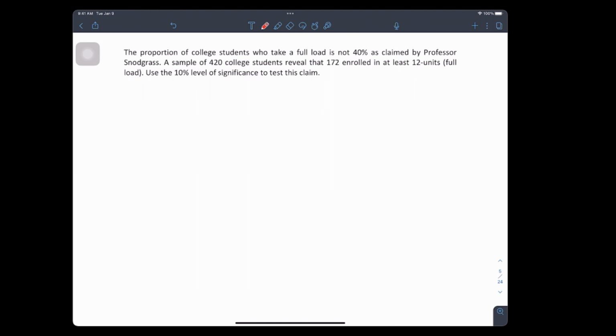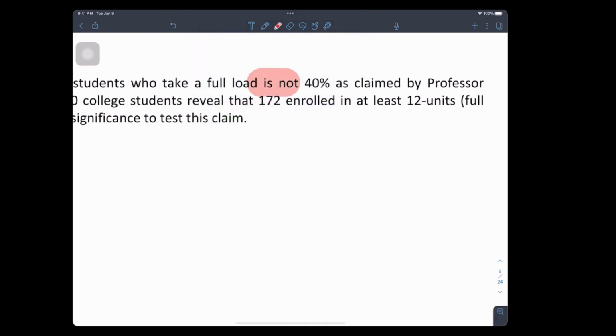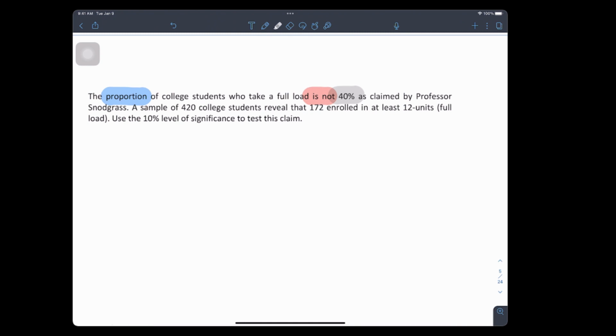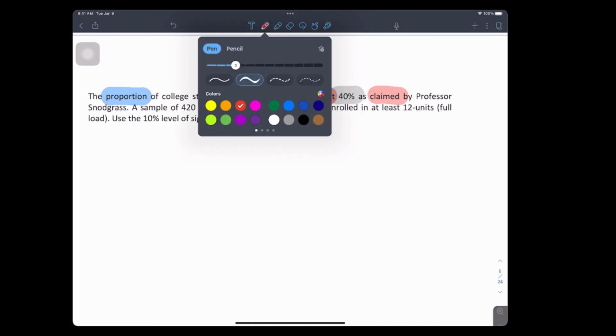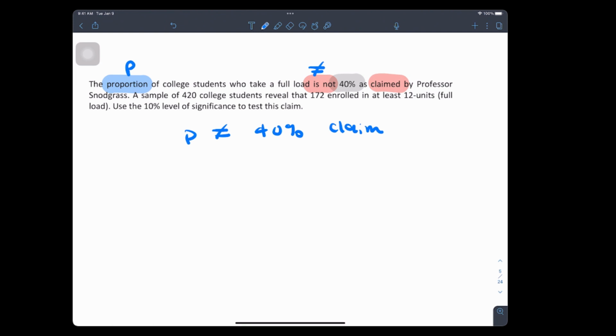Okay, now what does this say? The proportion of college students who take a full load is not 40%. And then they say, as claimed by Snodgrass. So, what do we write down? P does not equal 40%. This is the claim by Snodgrass. This is what you're really testing. So you're testing that statement. Now, when you set up your hypotheses, where does that belong?